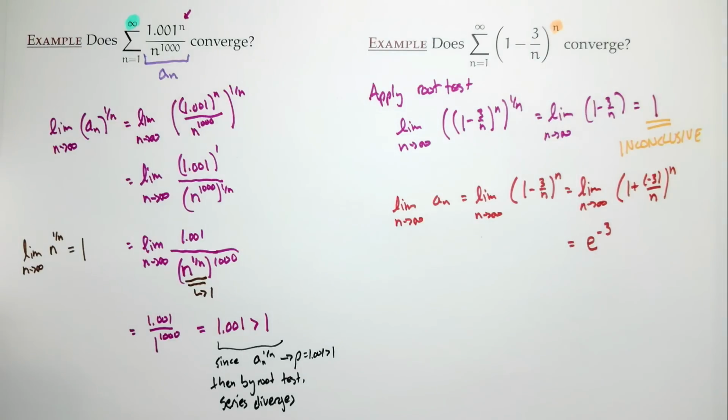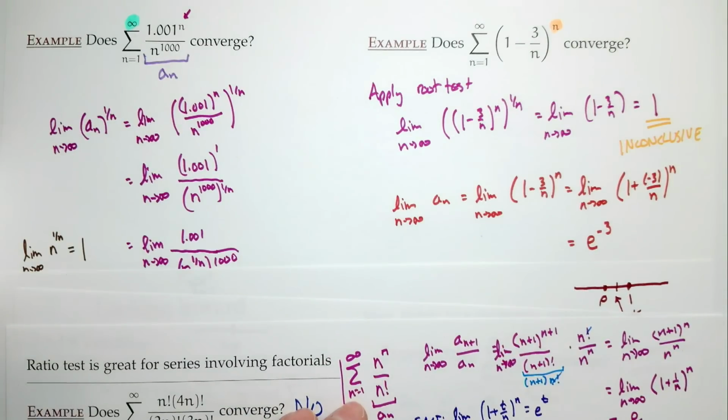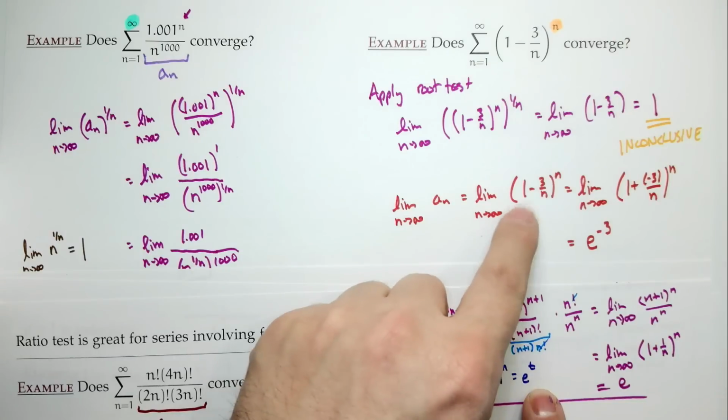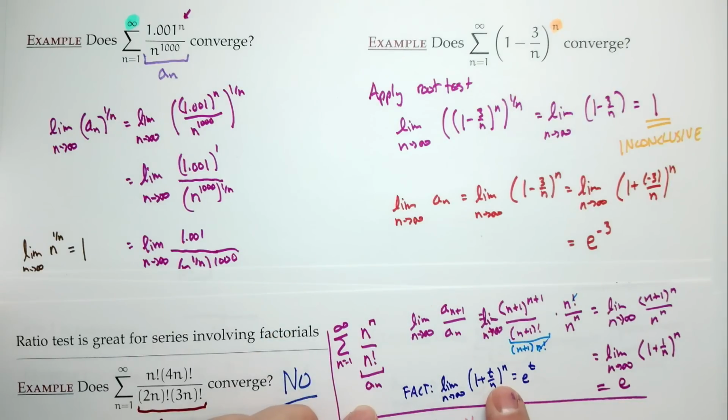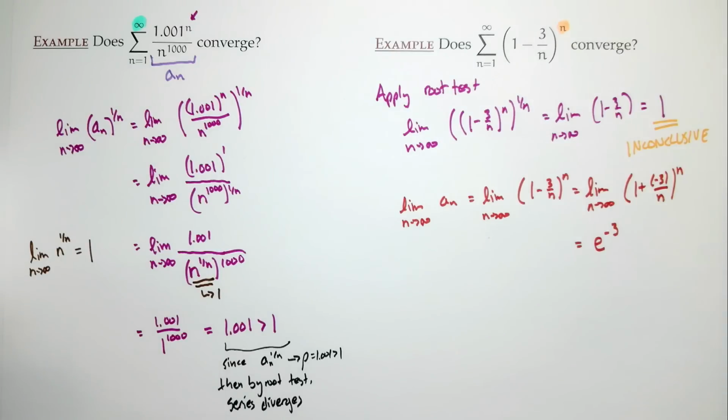So we mentioned this a couple of slides back. Let's see if we can find that slide again. Yeah, here it is. See? If I take 1 plus t over n to the nth power, it's e to the t. Well, this is that expression where t is negative 3.